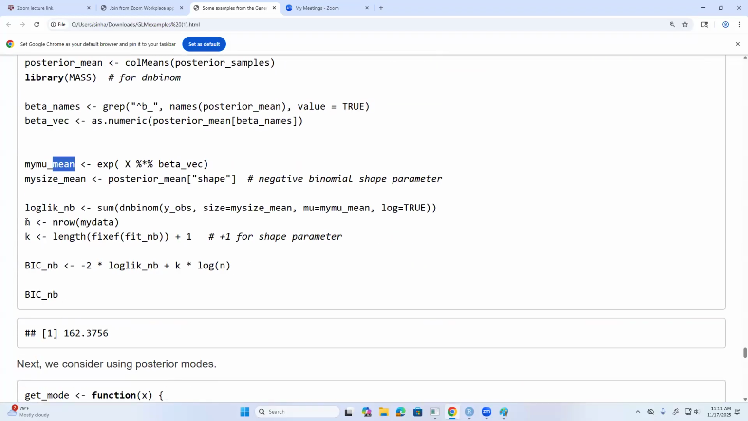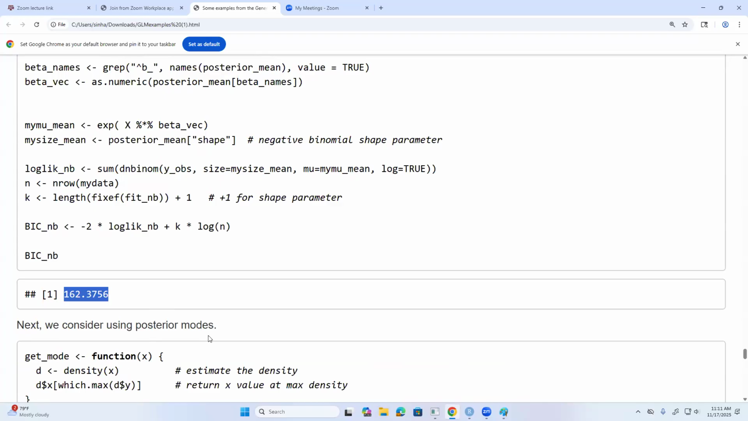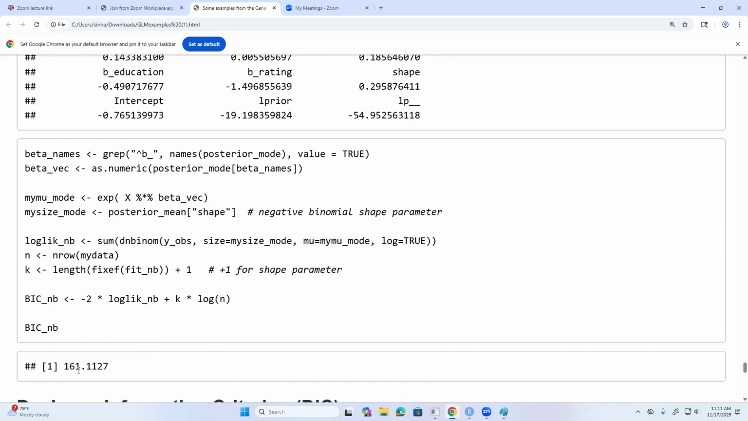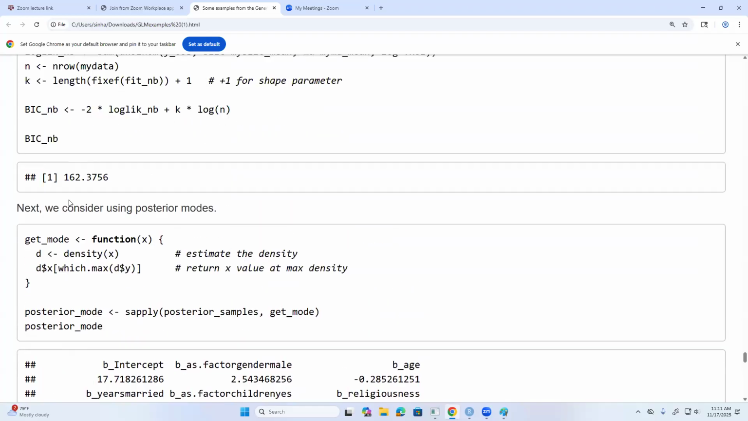And the formula is ultimately, so n, this is k, which is the number of regression parameters plus 1 for the shape parameter, and BIC for the negative binomial came out to be 162.37. Now, if you want to use the posterior mode instead of the mean, you can do so. And then your BIC value comes out to be 161.1127. So there is an obvious difference, depending on the choice of theta hat.